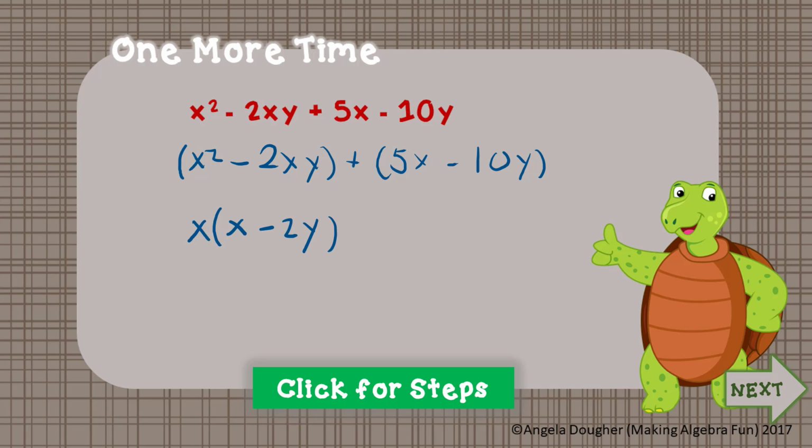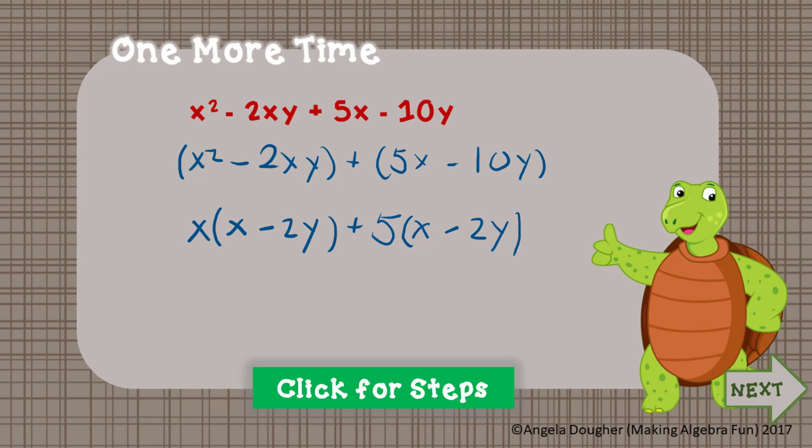Okay, so now what can we take out of the second one? We have 5x minus 10y. Well, they've got two different variables, an x and a y, so we can't take one of those out, but we could take a 5 out. So let's take a positive 5, so plus 5, and then 5 times x will give us 5x. And then 5 times a negative 2 would give us negative 10, but then we just need a y on there. So we need to have minus 2y.